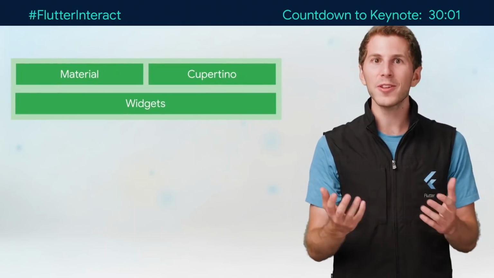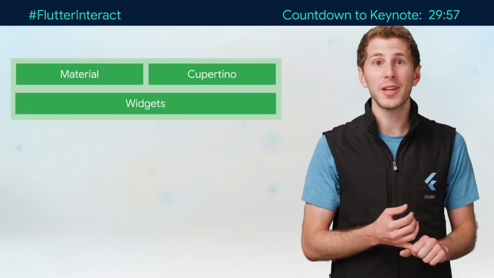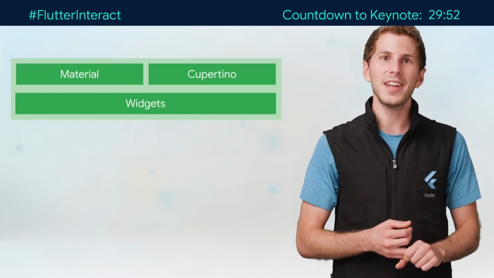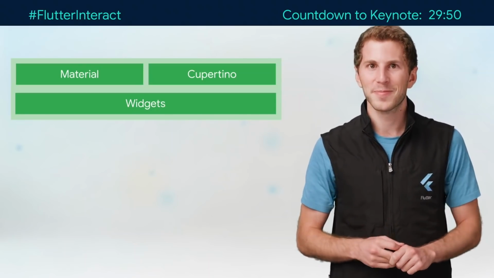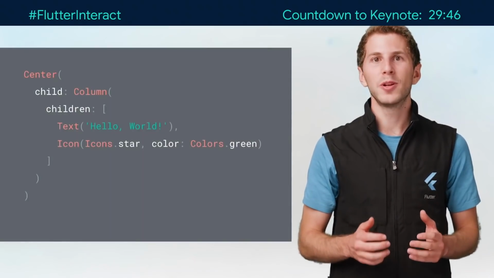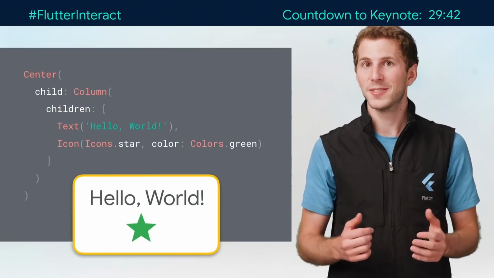With Flutter, everything you see on the screen is called a widget. A widget can define a structural element like a button or menu, a stylistic element like a font or color scheme, and even an aspect of layout like padding. Let's take a look at some Flutter code. As you can see, the UI is built by composing widgets in the reactive style. Here's what this code produces.